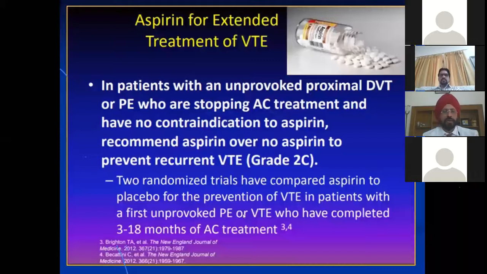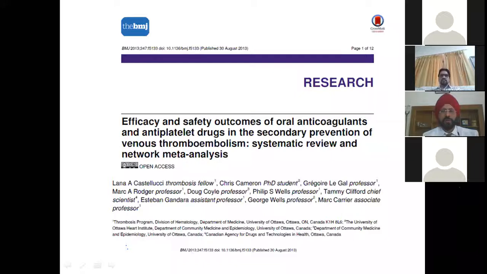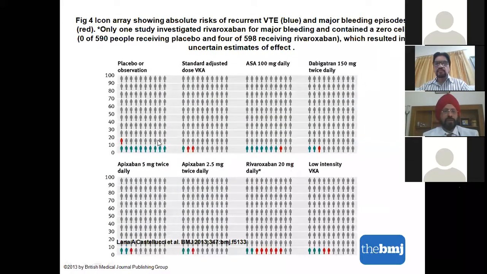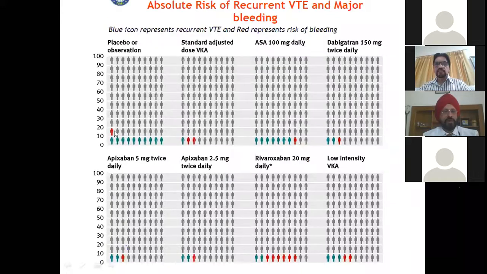So you have to balance the risk. At one side, there is bleeding, and this paper, this is called an icon bar, and this paper shows that if you give nothing, 10 patients out of 100 will get a recurrence, but there'll be bleeding only in one. If you give vitamin K antagonist, recurrence is reduced, but bleeding increases. So blue is the recurrence, red is the bleeding.